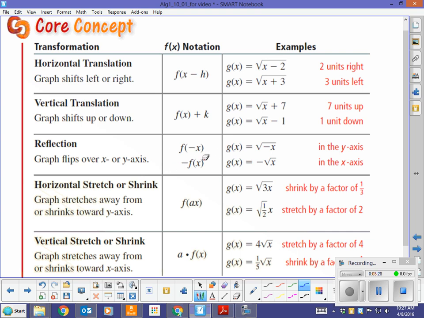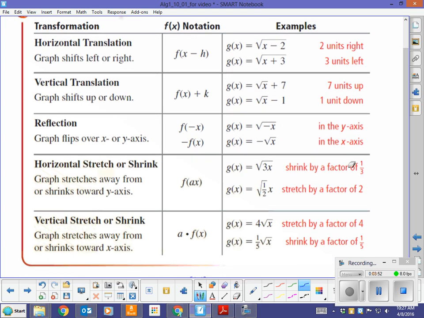Reflecting over the x or y axis: if we multiply the output by a negative number, we flip it over the x-axis. If we multiply the x before we take the square root by a negative number, we flip it over the y-axis. Horizontal stretch or shrink: same thing. If we multiply the x before we take the square root by a number greater than 1, in this case 3, we get a shrink by a factor of 3. If we multiply by 1/2, we get a stretch by a factor of 2.